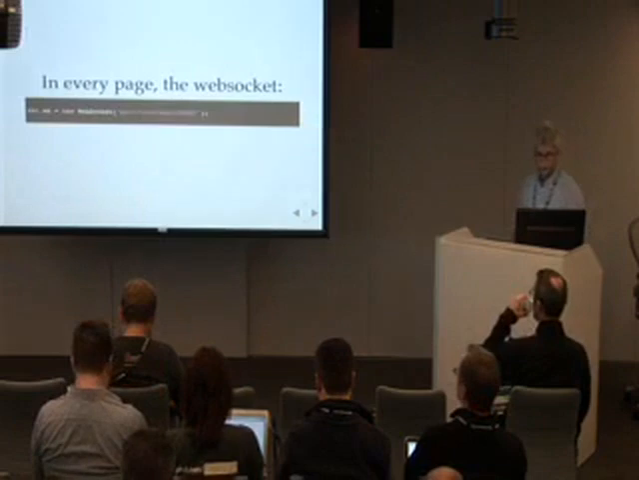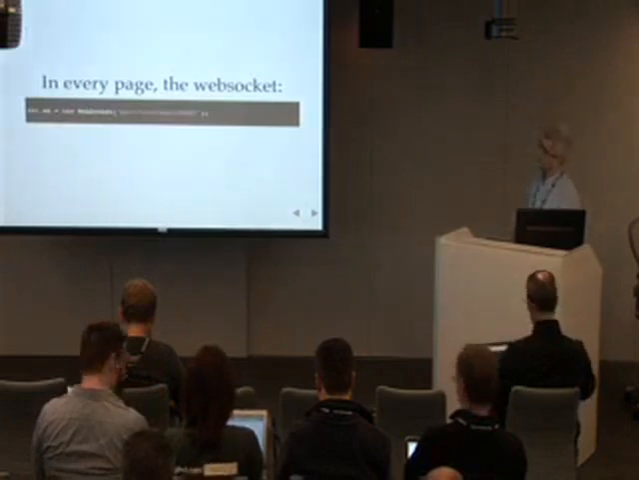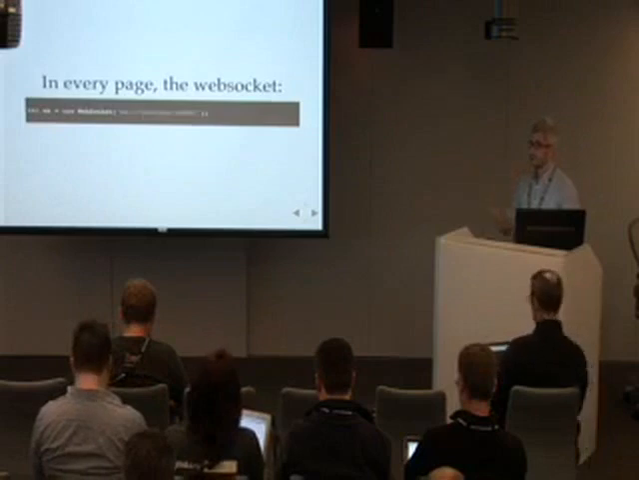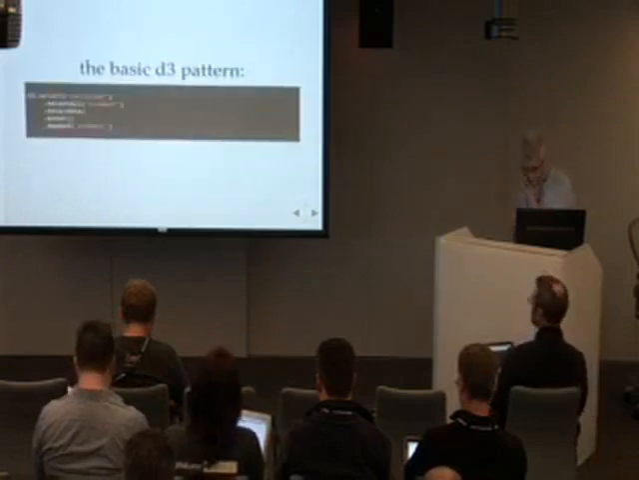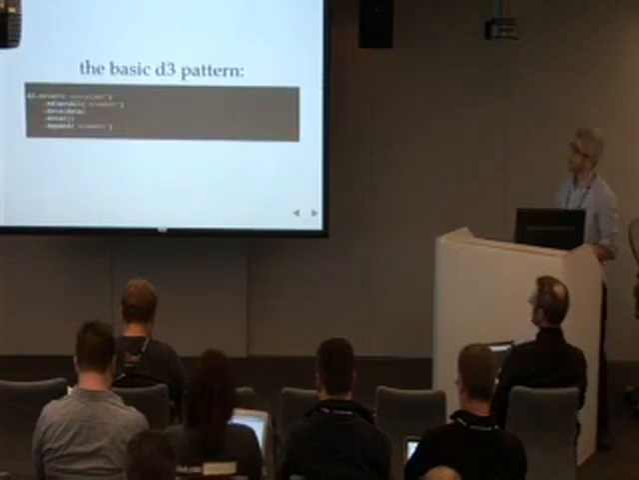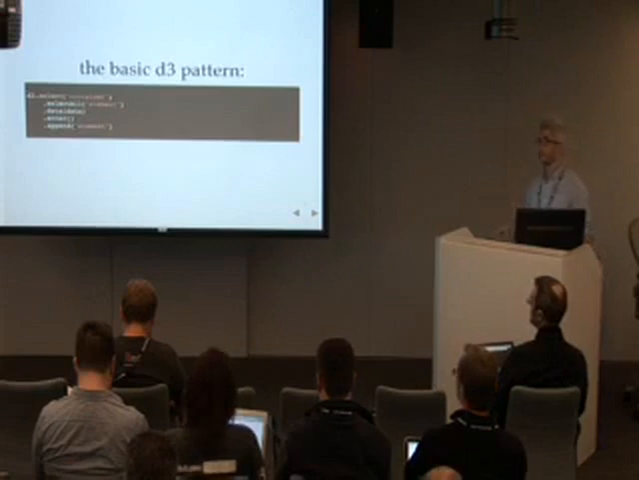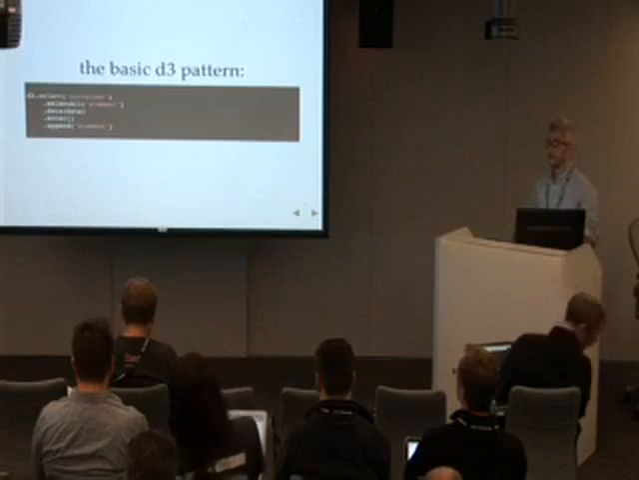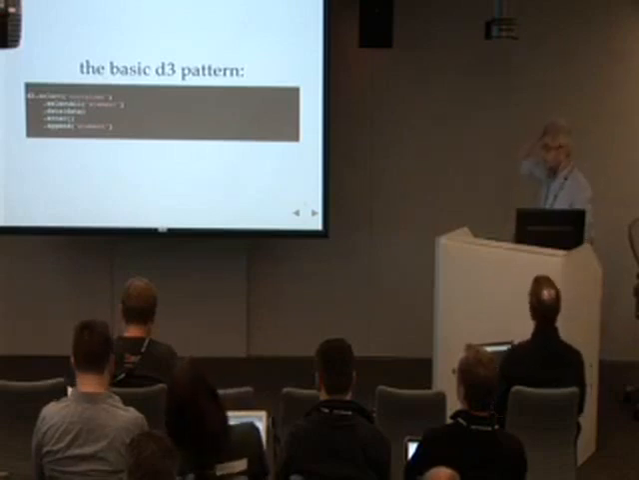In every page that you're about to see, we have a WebSocket. It's connected to the Tornado instance, and the Tornado instance is just sending clicks to it. And then this is the basic D3 pattern. So these 1, 2, 3, 4, 5 lines constitute the learning curve for D3. Once we're over this set of 5 lines, the rest is, as I said, quite nice.